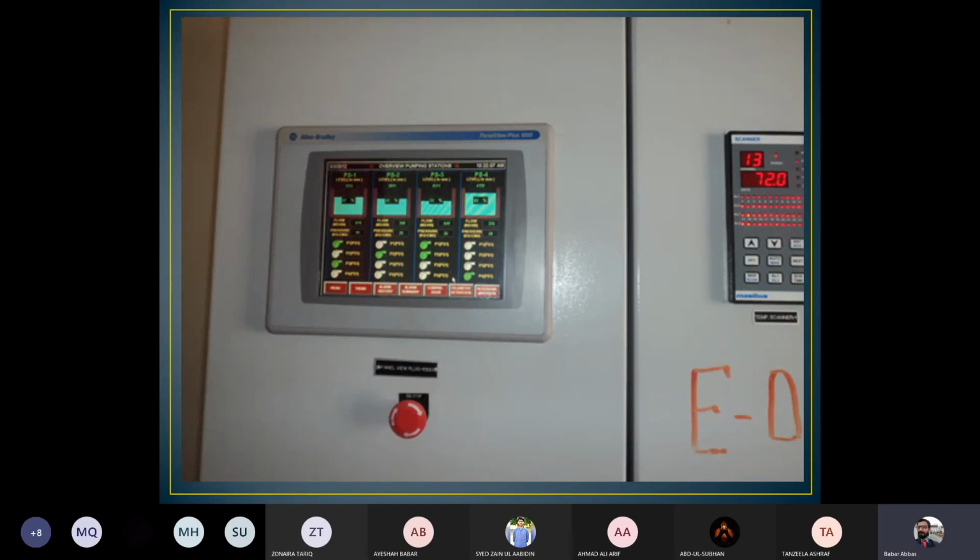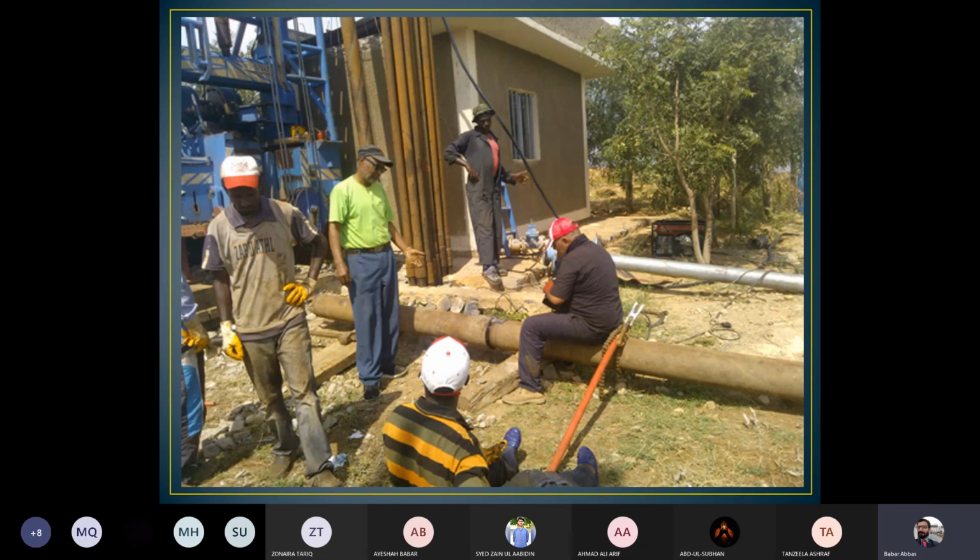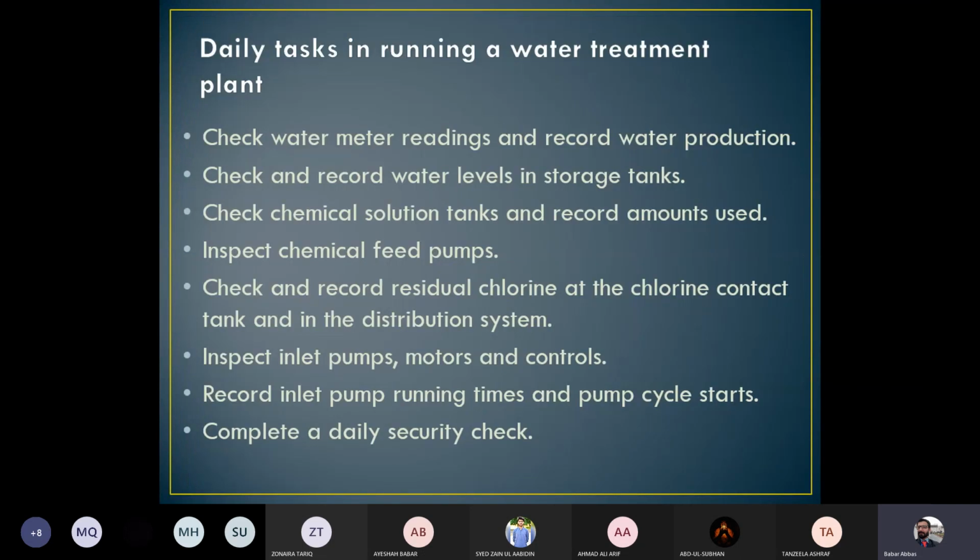These are some pictorial views of a treatment plant in terms of its PLC operation. This is the construction and maintenance work being done at water treatment plants, distribution, or the lines which are making sure the water is moving from one place to another.